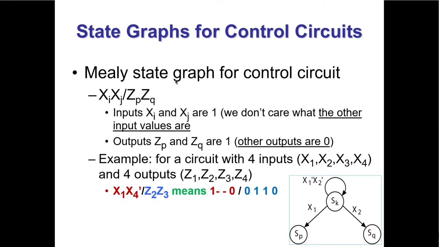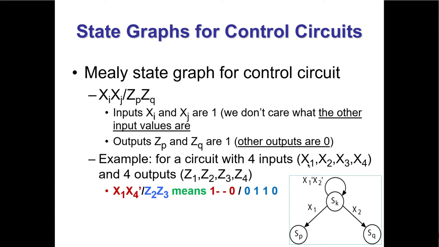okay, so what this is showing us is the notation. And so we have XI, XJ, and those are our two inputs. If those are both one, then ZP and ZQ are both one, and all the other outputs are zero. Okay, so here's another example. So that's how you're supposed to read this. If XI and XJ are anything but 1, then this doesn't apply.